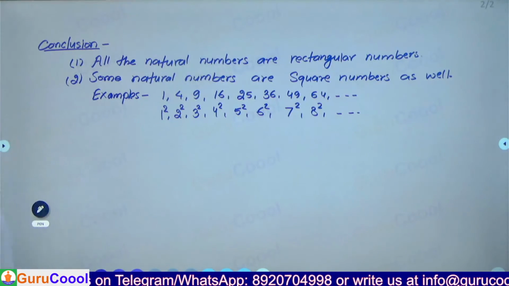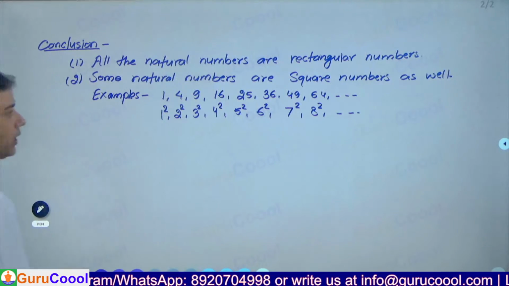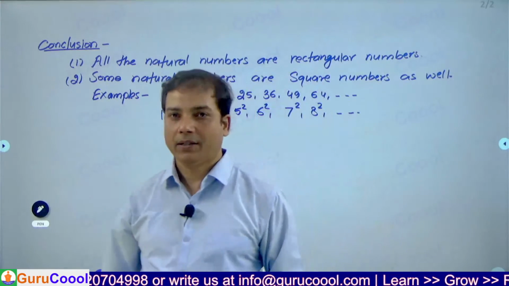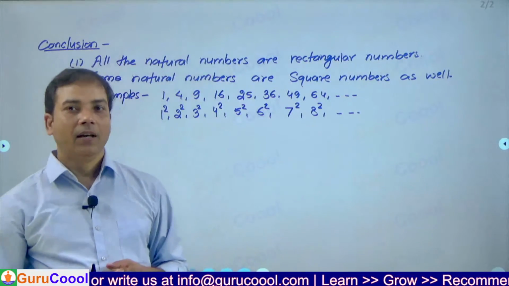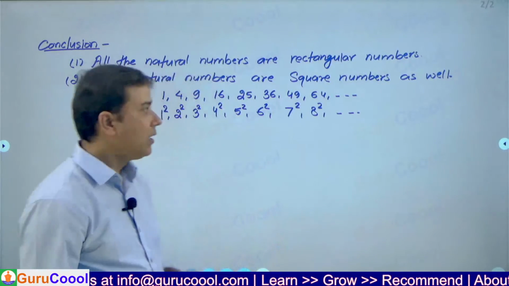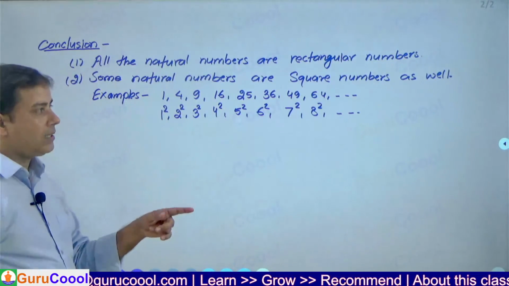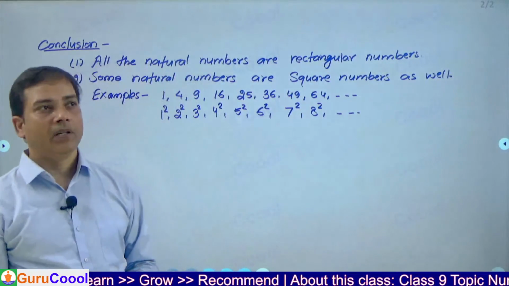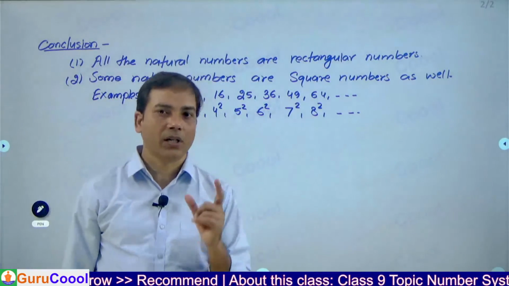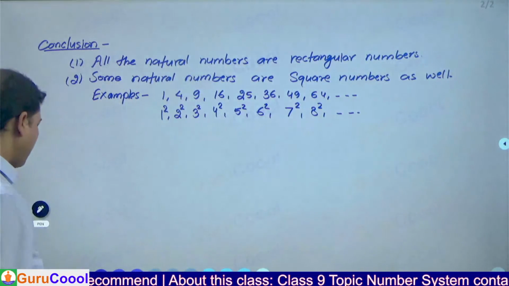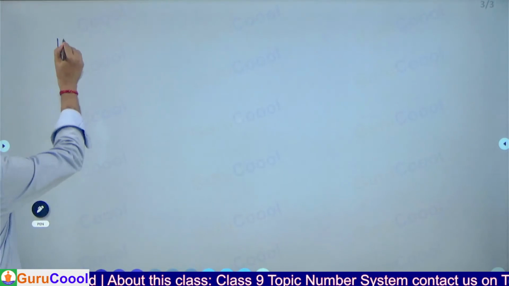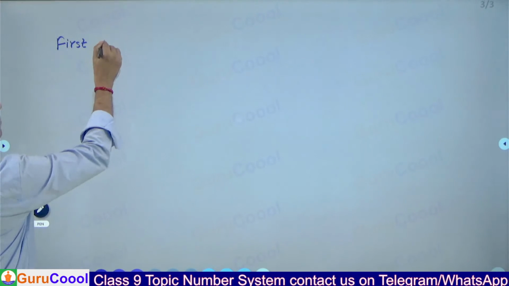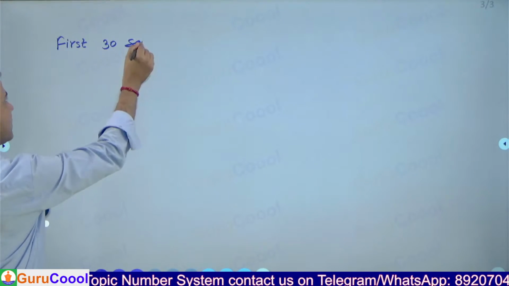Okay, now there are some more patterns we have to look at. We have to see the properties of square numbers. Before that, let us collect square numbers till first 25 or 30 square numbers. Let us write first 30 square numbers.